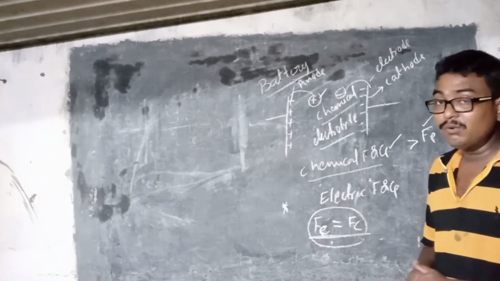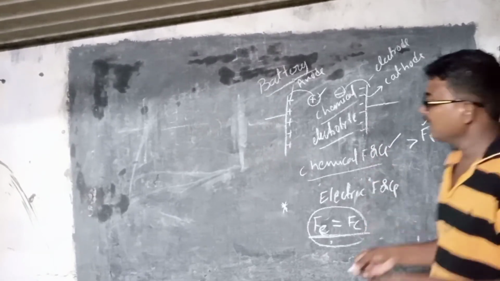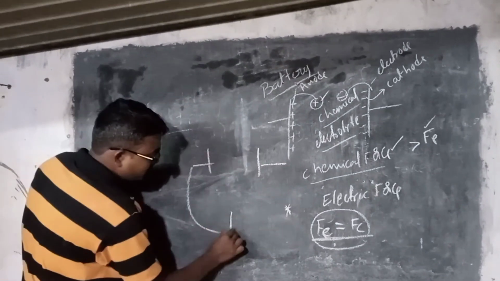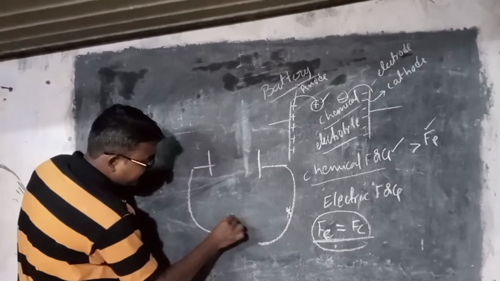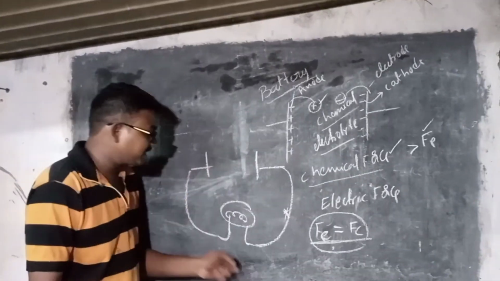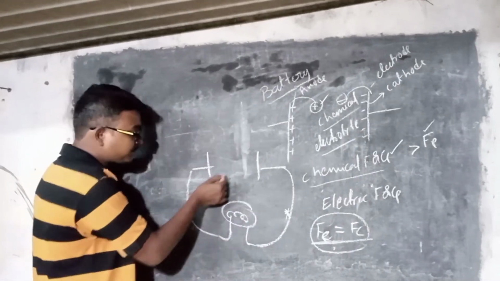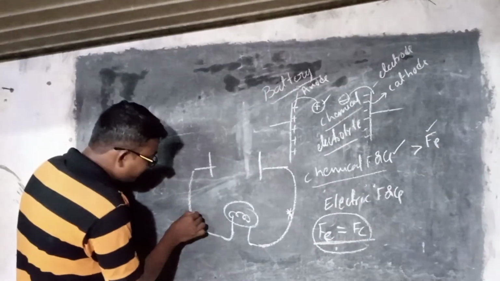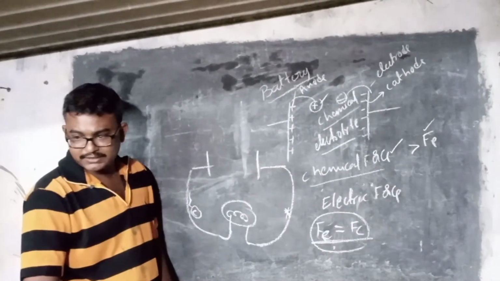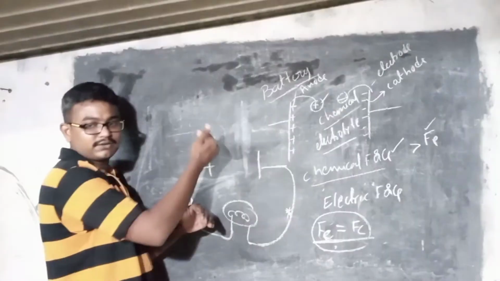Now, how do this electric force and chemical force discharge? When this battery is connected to the terminals of the bulb, the discharge process continues. The electrons are attracted to the positive terminal of the battery, so the positive terminal has more electrons.